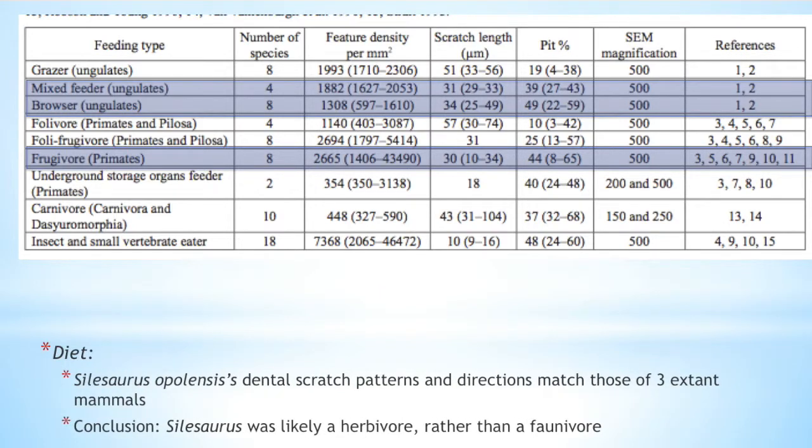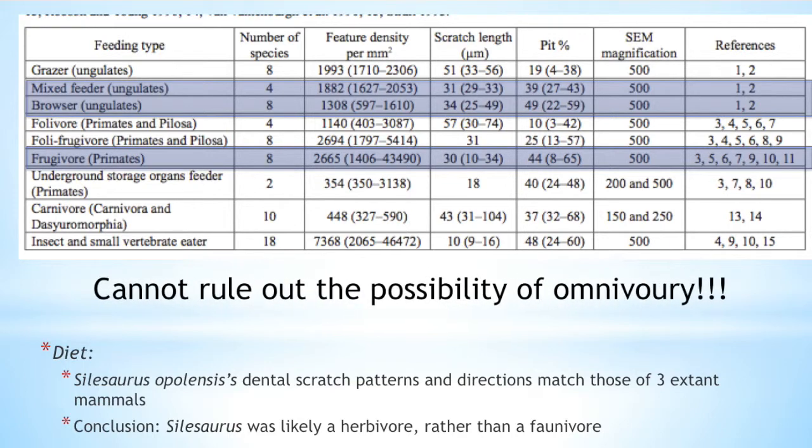The researchers did temper their analysis somewhat. They noted that while Silosaurus was not faunivorous, they couldn't rule out the possibility of omnivory. They noted the possibility of omnivory could not be confidently ruled out, and more studies on microwear patterns of extant reptiles are needed for a more precise understanding of Silosaurus's diet.